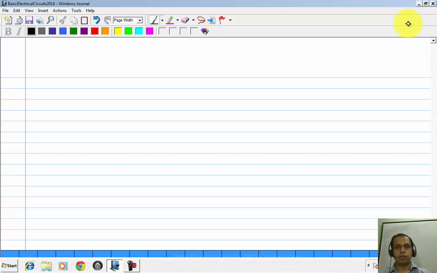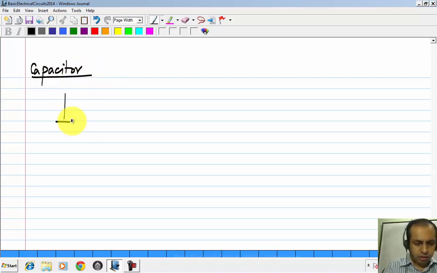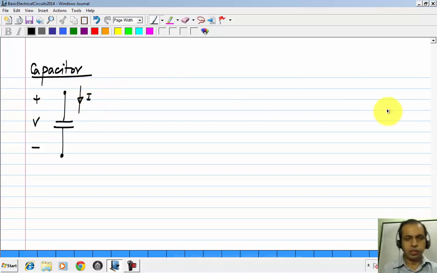The next basic element is a capacitor, and it's given by the symbol. As usual, we define a voltage V and a current I consistent with passive sign convention.